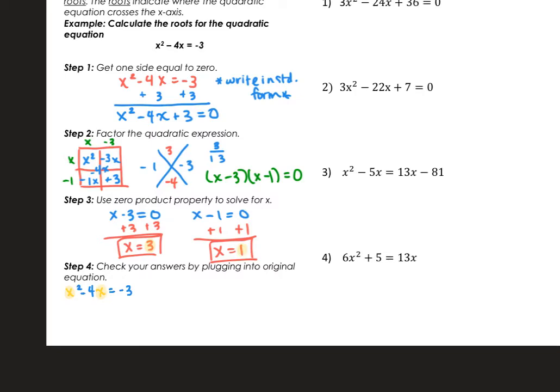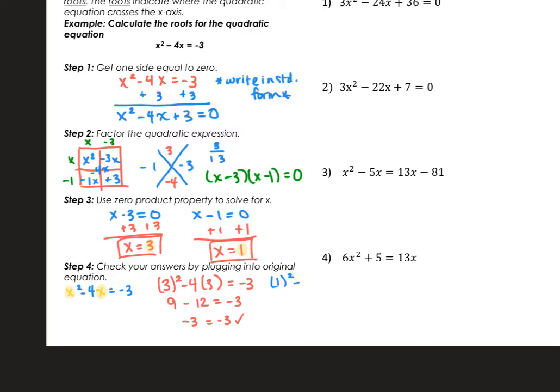So 3 squared minus 4 times 3, that should equal negative 3. So this is 9 minus 12 equals negative 3, and 9 minus 12 is negative 3. So since we end up with a true statement, we know that that is a solution, and now we're going to plug in 1.